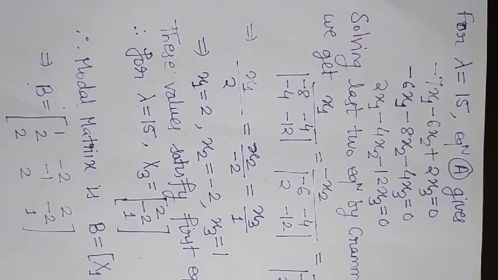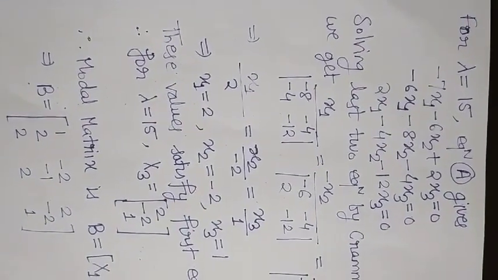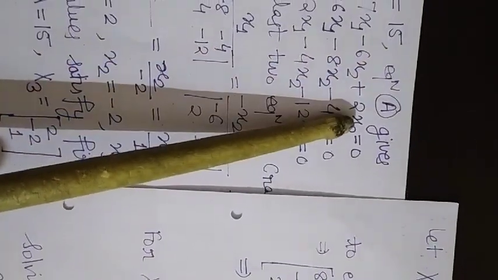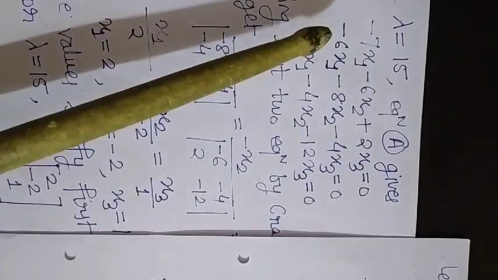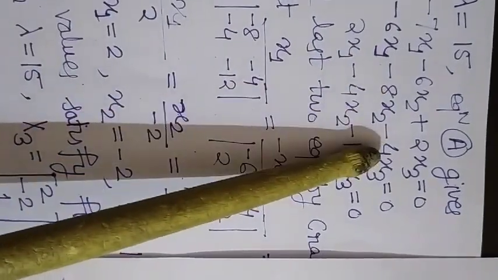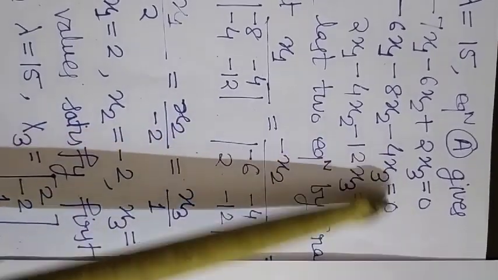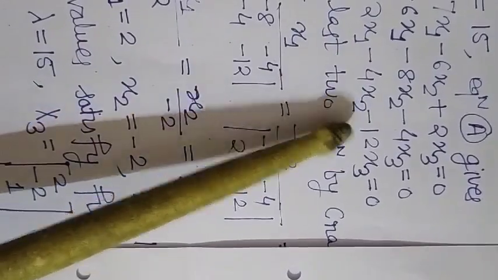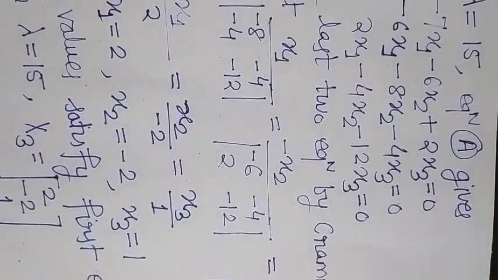The next eigenvalue is lambda equal to 15. Put it in equation number A. Lambda equal to 15, right? So what we have, 8 minus 15 is minus 7, x1 minus 6 x2 plus 2 x3 equal to 0. Then minus 6 x1 minus 8 x2 minus 4 x3 equal to 0. Then 2 x1 minus 4 x2 minus 12 x3 equal to 0.